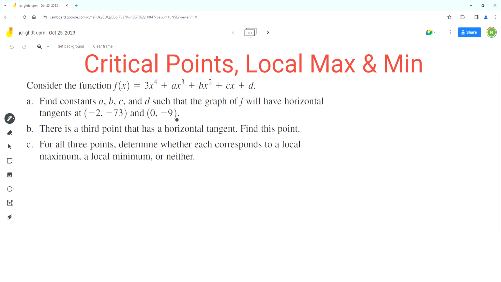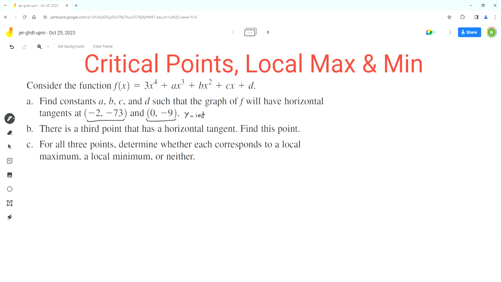Now, as per the problem, the graph has horizontal tangents at these 2 points. That means these 2 points lie on this function. Now, the second point, (0, -9), represents the y-intercept for this function f of x because its x-coordinate is equal to 0. So we should start by subbing in this point (0, -9) in the given function equation.